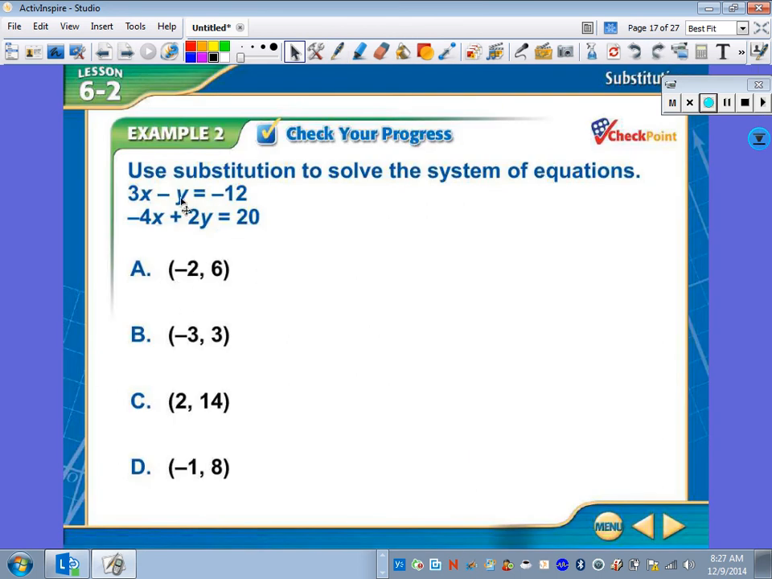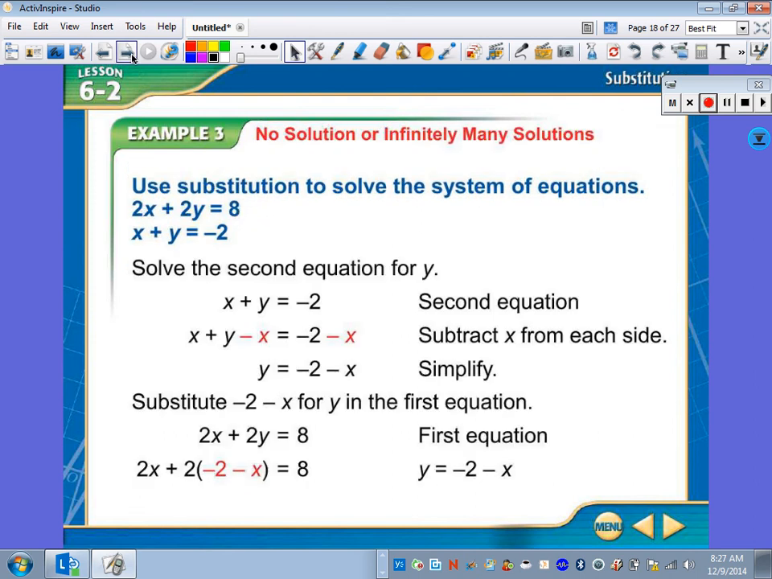I would help you out with, I would get y by itself here because it just has the minus. It's not a big deal. You're going to subtract 3x and then divide by a -1 and then substitute it in for this y. Okay, so feel free to pause so you can work on this one. And let's go to the next one.